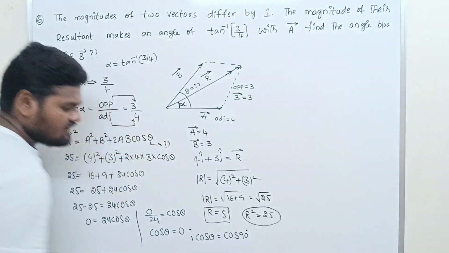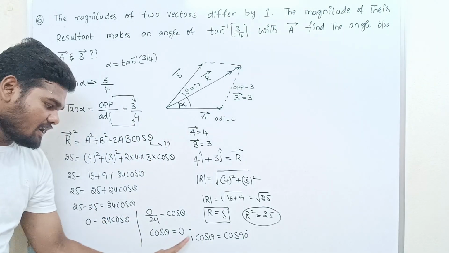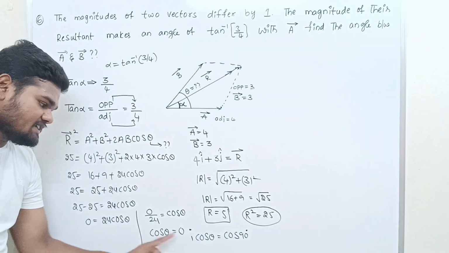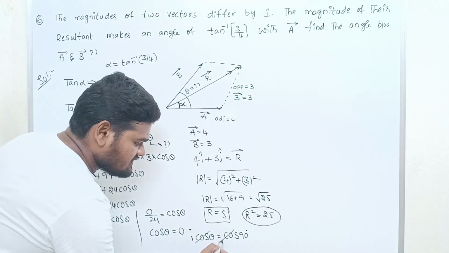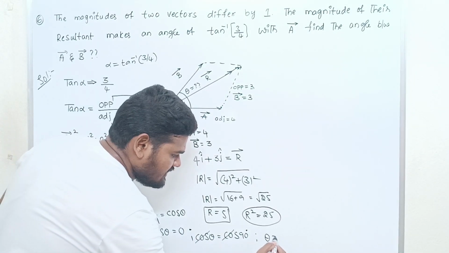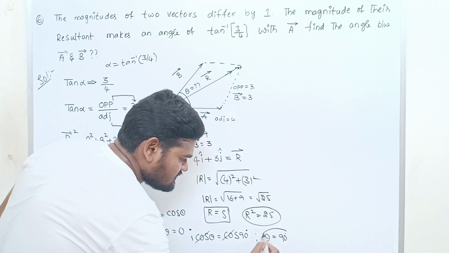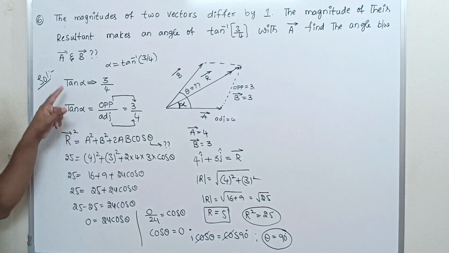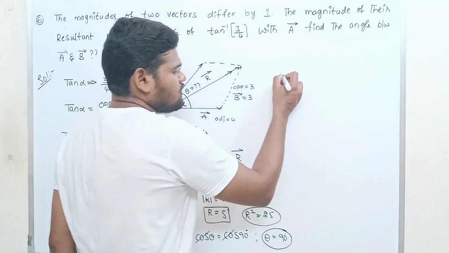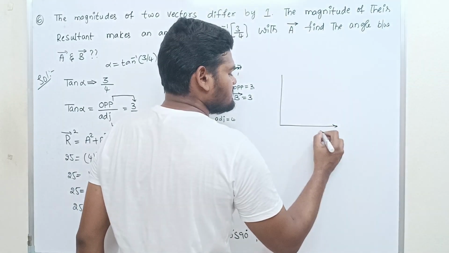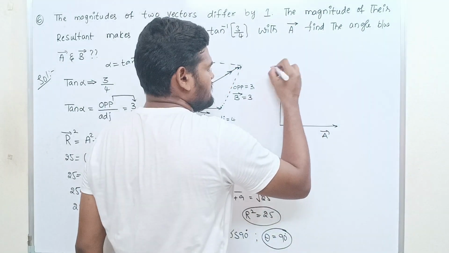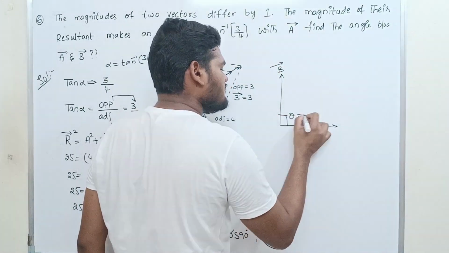Can we write like this? What is the value of cos 90? The value of cos 90 is 0. So cos theta is equal to 0. So cos gets cancelled out, and we get theta is equal to how much? 90 degrees. So the angle between the a bar and b bar vector is how much? 90 degrees. So this is the a bar vector and this is the b bar vector, and they are perpendicular to each other.